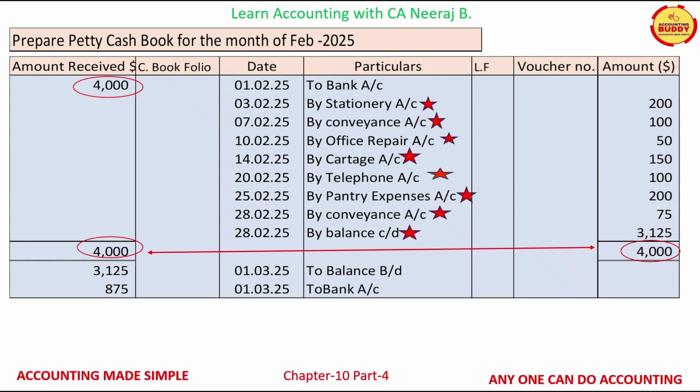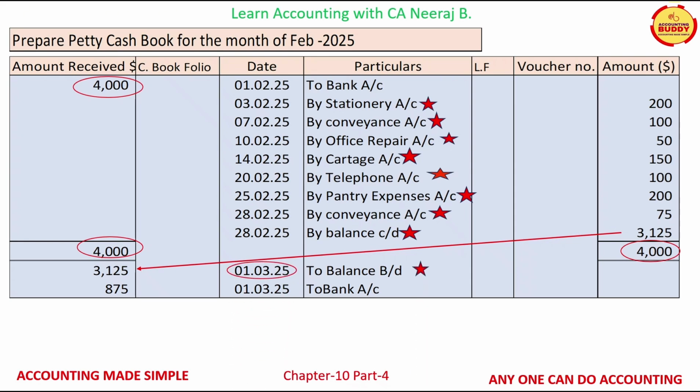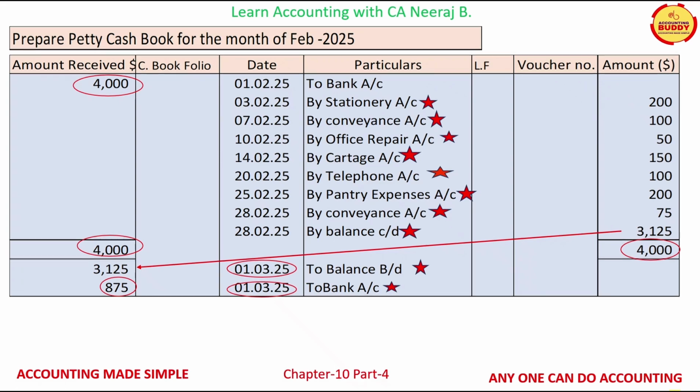Now the closing petty cash in hand balance of $3,125 as on 28th February 25 will become the opening petty cash in hand and will be shown in the amount received column on 1st of March 25 by writing the words "To balance brought down." Now $875 will be withdrawn from the bank on 1st of March 25 to again make the petty cash balance available with the petty cashier to $4,000 by writing the words "To bank account."